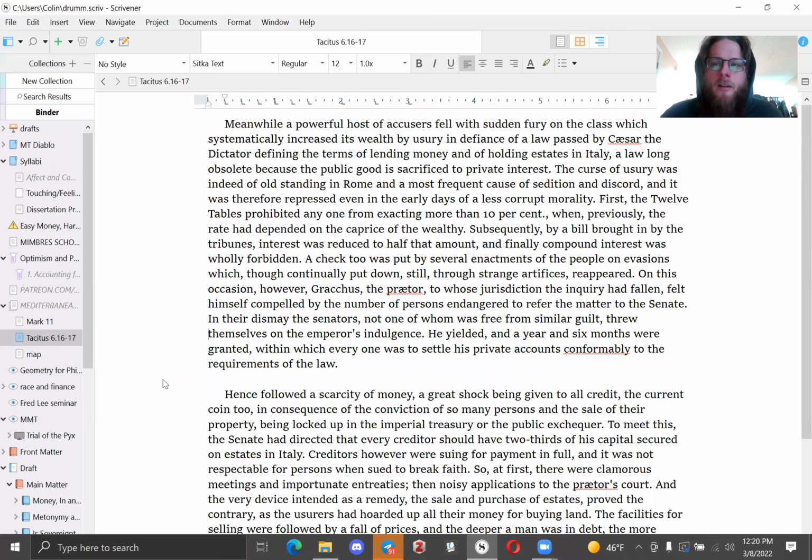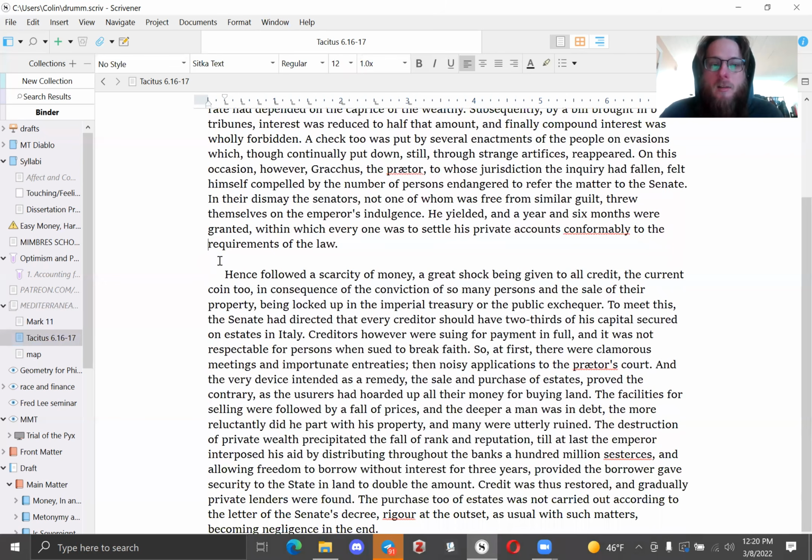Basically, there's a crisis of indebtedness, and they passed legislation limiting the rate of interest. What happens? Hence follows a scarcity of money, a great shock being given to all credit. The current coin, too, in consequence of the conviction of so many persons and the sale of their property, was locked up in the imperial treasury or the public exchequer. To meet this, the Senate had directed that every creditor should have 2/3 of his capital secured on estates in Italy. Creditors, however, were suing for payment in full.